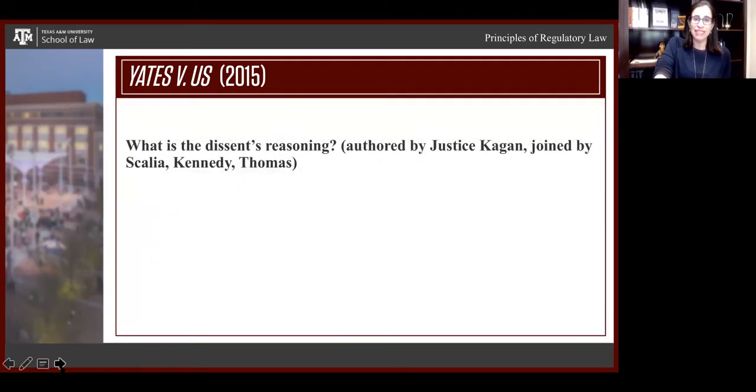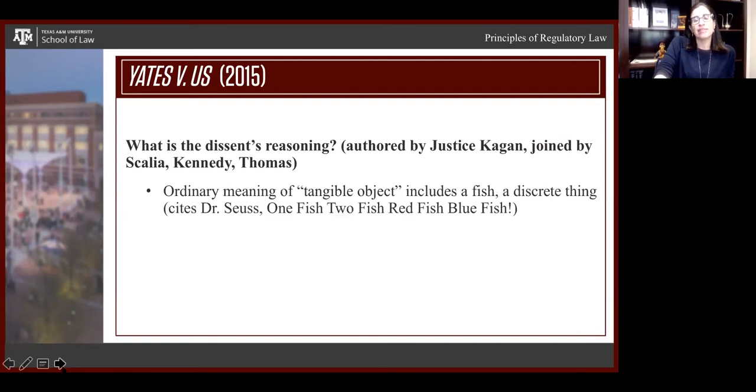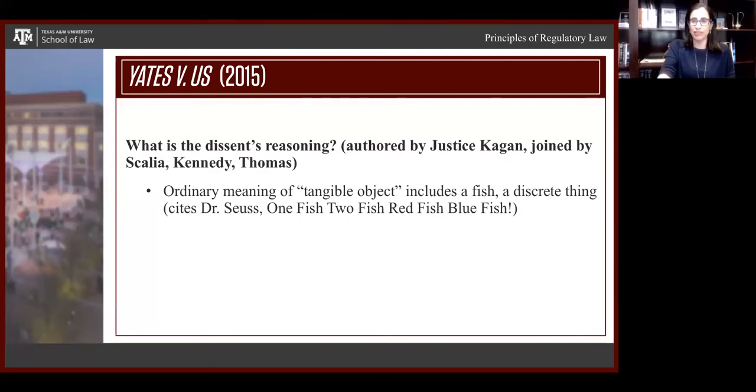Then we have the dissent. So here, it's an interesting grouping of the justices because Justice Kagan, who's traditionally known as a liberal justice, doesn't join Justice Ginsburg's opinion. Instead, she's joined an opinion with Justices Scalia and Thomas, who are much more conservative judges. And they write that the ordinary meaning of tangible object includes a fish. So they're really focused on ordinary meaning or plain meaning of the words tangible object.